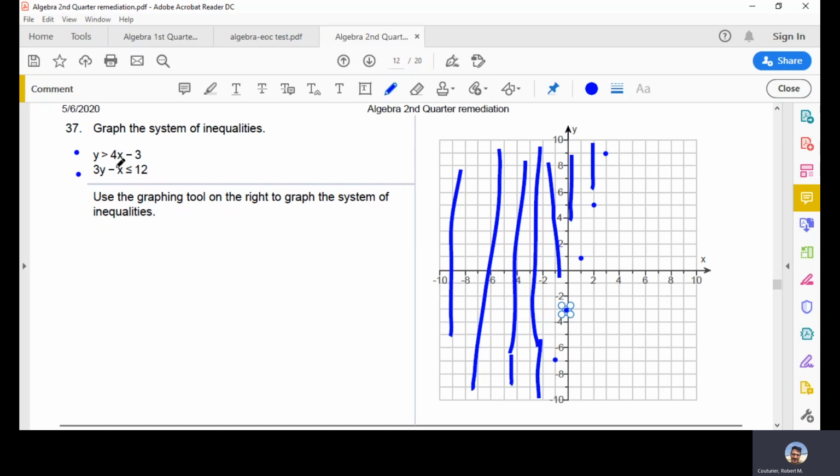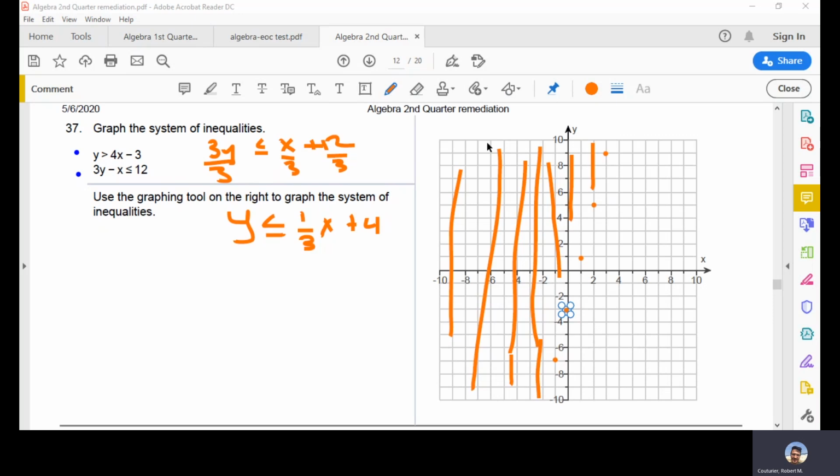I need to move the x over, so I have to add x to both sides. 3y is less than or equal to x plus 12. Now I have to divide by 3. Notice we divided by a positive number, so that inequality sign stays the same. So y is less than or equal to 1/3 x plus 4. So this was not bad.